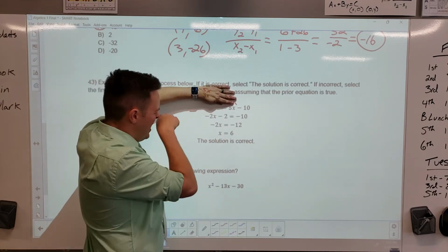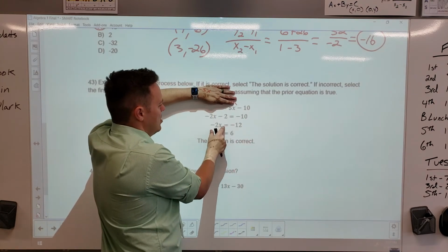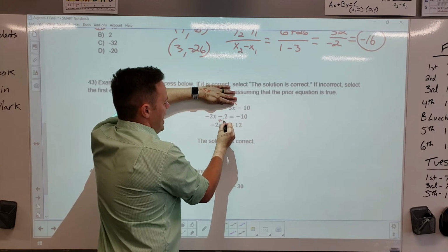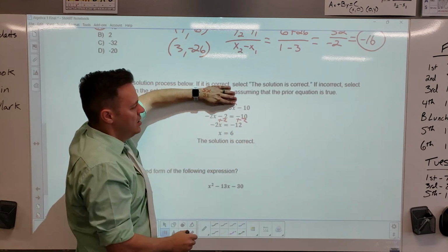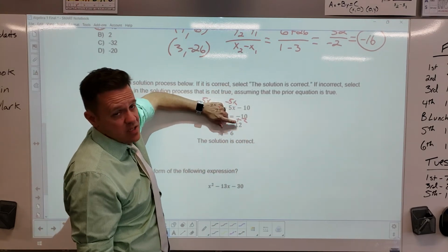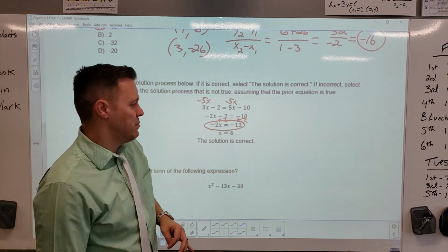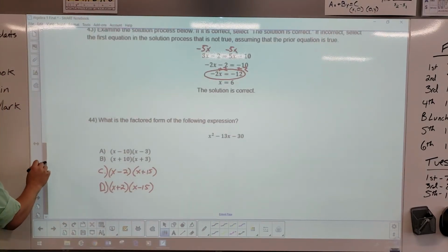All right, so cover that up. What's the difference between here and here? Well, the negative 2 looks like it disappears down here. So they add 2, add 2. The problem is negative 10 plus 2 is actually what? Negative 8. So the equation is wrong at that point. So that's how you figure that out.